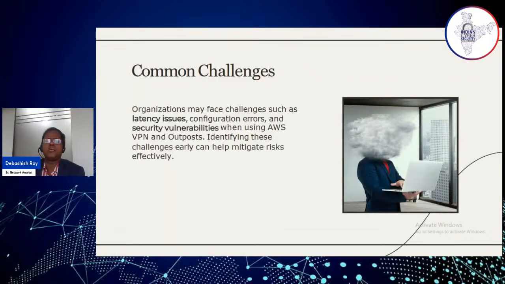Now, definitely there are some challenges also if you implement these solutions. Organizations may face challenges such as latency issues, meaning there will be some delays, because it's related to your WAN service. The latency will come because, say, you are located at a remote location in the world, so definitely there will be some latency issue. Configuration errors and security vulnerabilities may also happen. Identifying these challenges can help you mitigate this risk effectively. So you have to solve this problem.